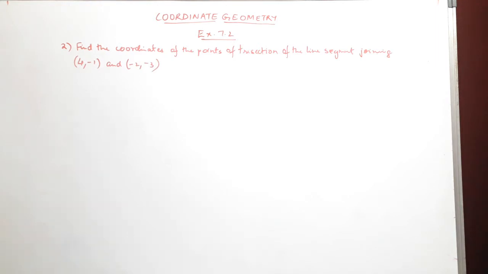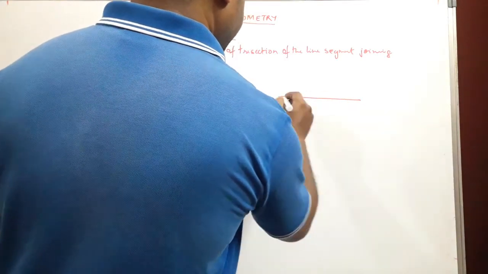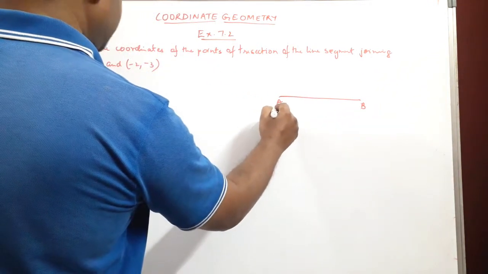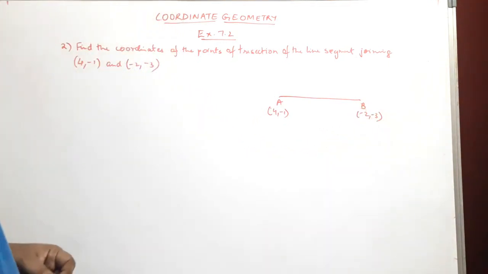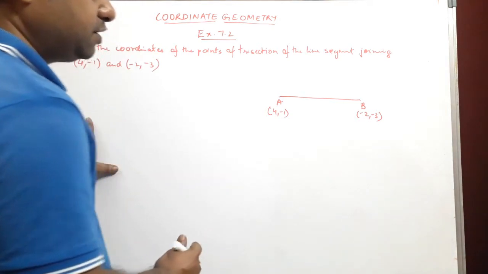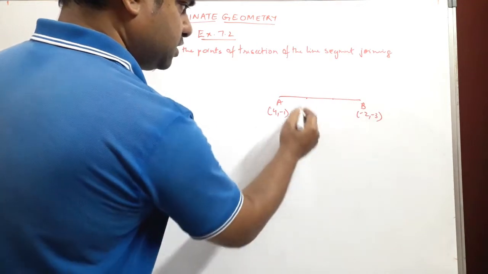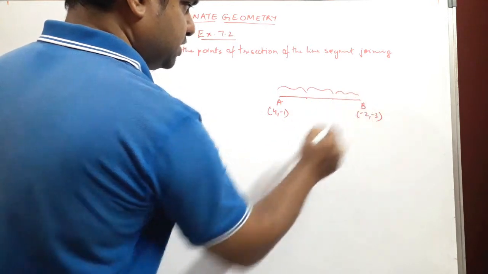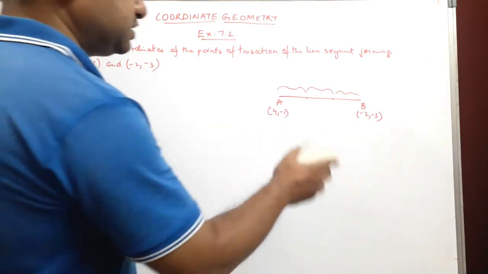When it says trisection, that means there are three sections formed. We are only given the endpoints of the line segment. Let's say that is A and B, where A is (4, -1) and B is (-2, -3). There is more than one point, because to divide the segment into three parts there have to be two points, one here and one here. That gives us 1, 2 and 3 parts, and that's when it becomes a trisection. Tri means 3, trisection means 3 sections.